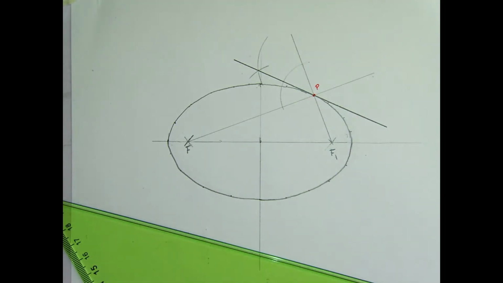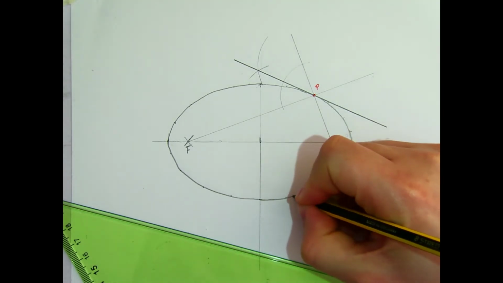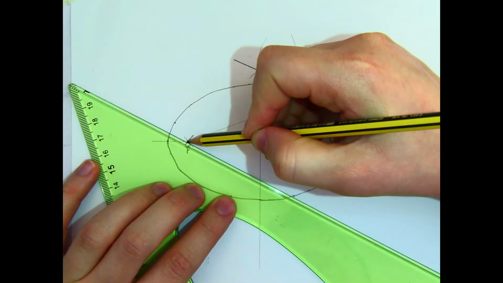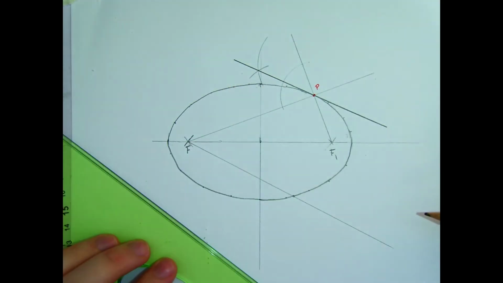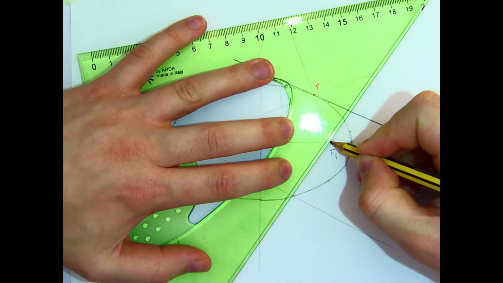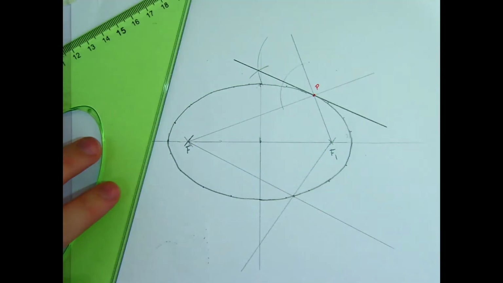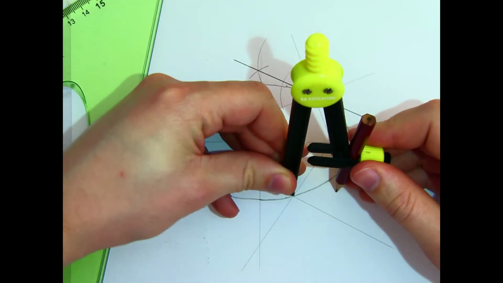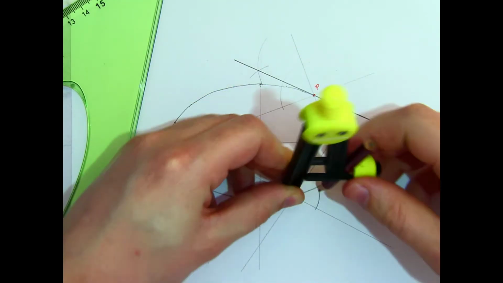I'll just do it again one more time at a different point down here. Join F1 to P through my point of contact. So that's when we're given our point of contact. Do the same from F and bisect the angle that is formed, so bisecting this angle inside here.